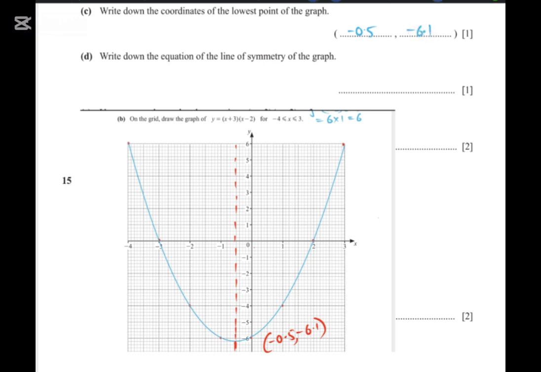Question number D. Write down the equation of the line of symmetry of the graph. So what is the equation of the line of symmetry? x is equal to minus 0.5. So this is done.